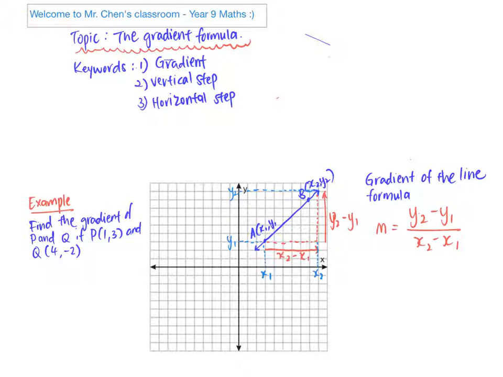So today in maths, we will look at a topic called the gradient formulas. Based on what you learned in the last videos, we talked about what is gradient, which is the main focus of this video as well. However, I'm going to go a bit more in depth and actually show you the formulas that are universally used to find gradient. So let's begin. Keyword number one is obviously your gradient.